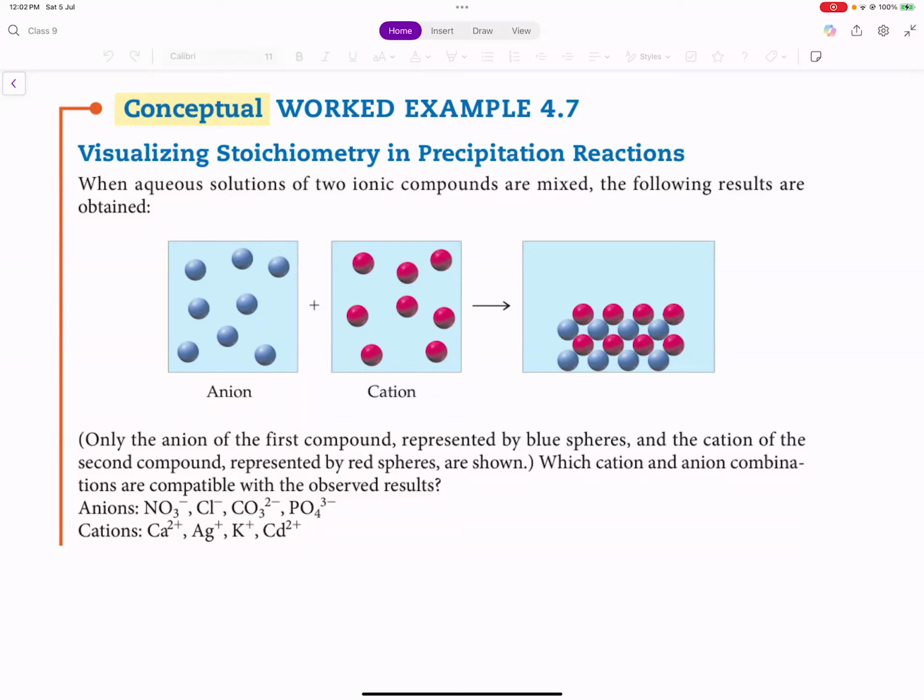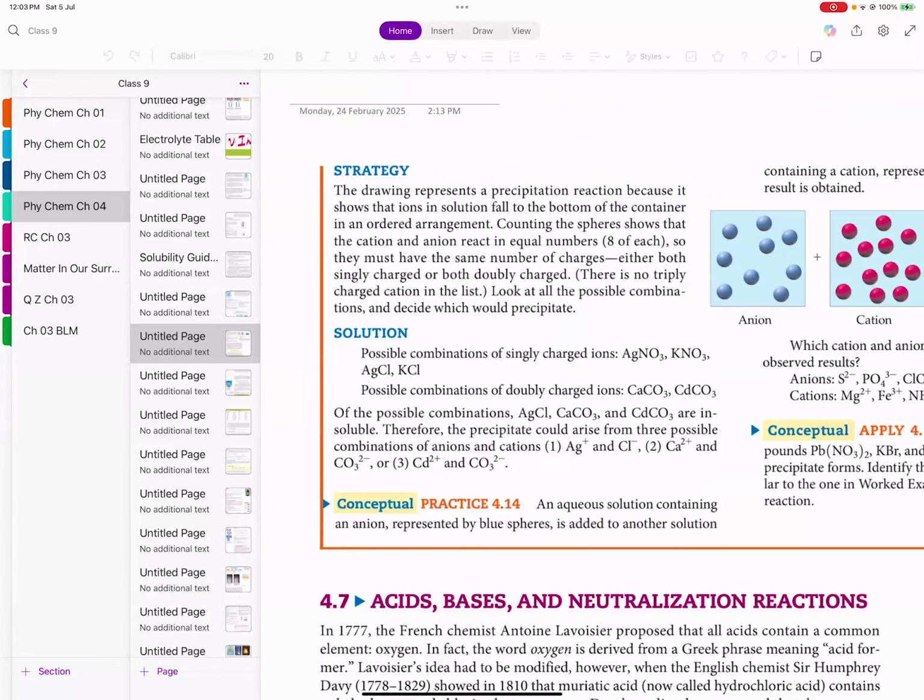So they are asking which cation and anion combinations are compatible with the observed results. That is to say, which combination of cations and anions are going to form a precipitate. That is the question. And these are the combinations. So let's see how do we proceed about this.